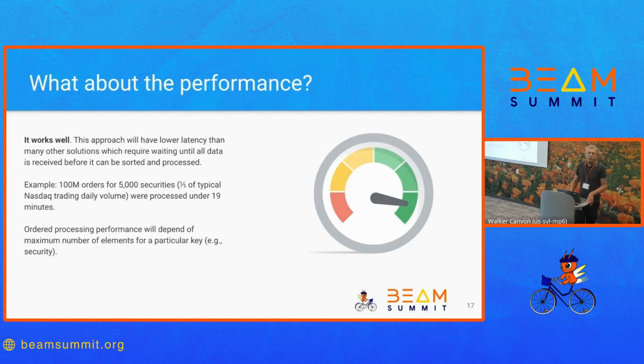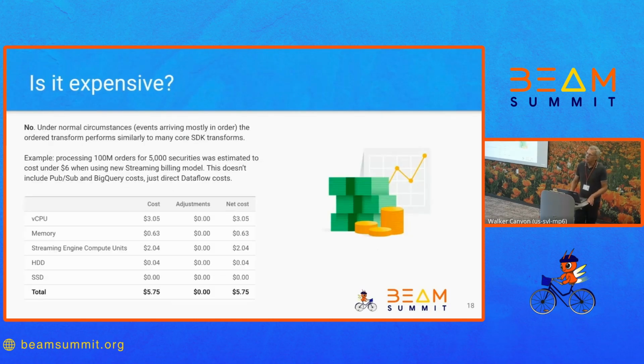The performance is actually pretty good. We tested, for example, 100 million orders for 5,000 securities, pretty much like 1/5 of the NASDAQ trading. And it was processed pretty well with a pipeline that wasn't tuned or anything like that. So out of the box, it works pretty well. There are disclaimers: if everything goes to a single key, you will have a problem. But that's the typical pitfall of any order processing.